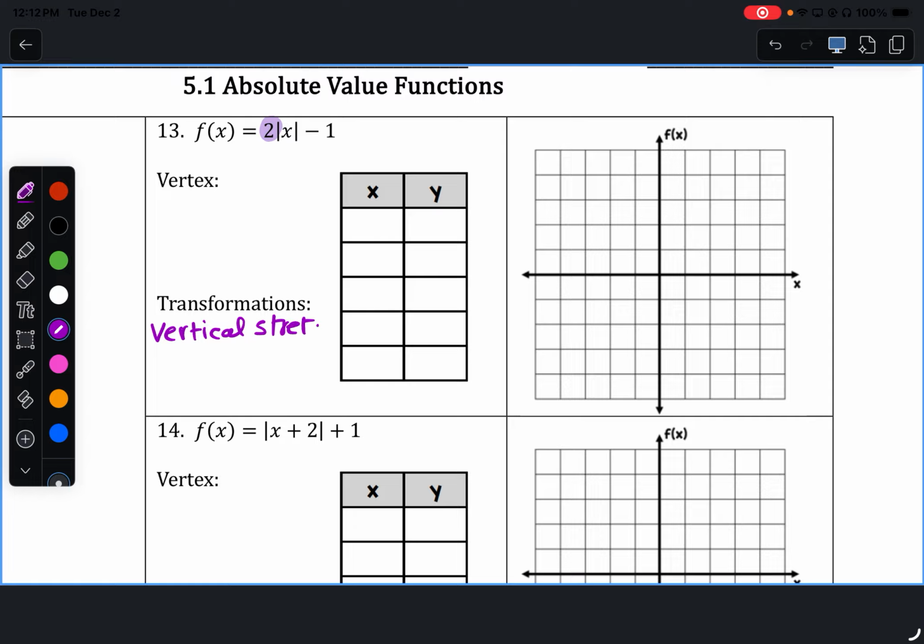So we can either plug everything in and start with the table, or we can use A to find the slope of the sides of our V, graph it, then write the points, if it gives you a table to write the points on. Okay, for number 14, okay, what is our transformations? It is left 2.